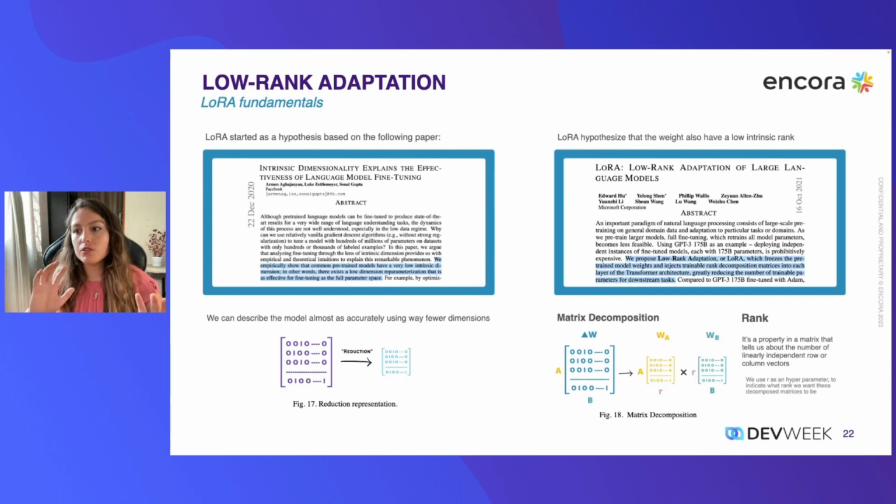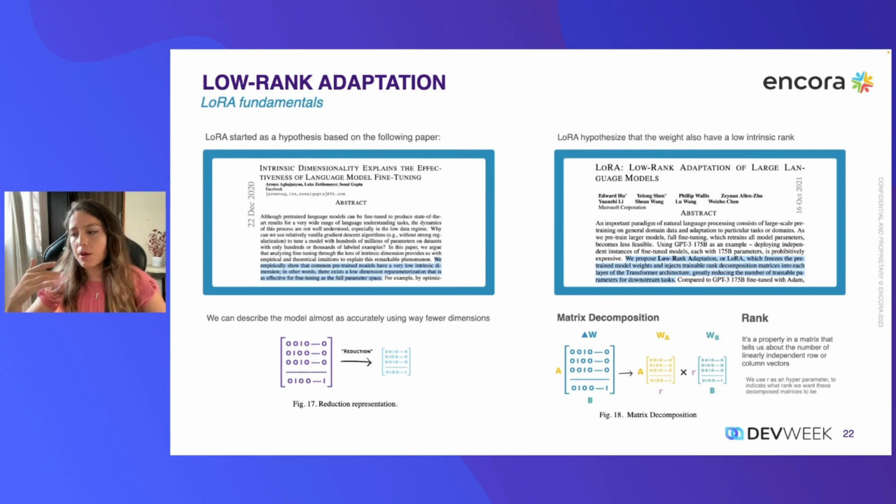We are not going to lose that much performance. So based on this work, LoRA hypothesized that the weights also have low intrinsic rank. Rank is not the same as the dimension of a matrix; it is usually less than that. So they have this hypothesis that we have this low intrinsic rank.